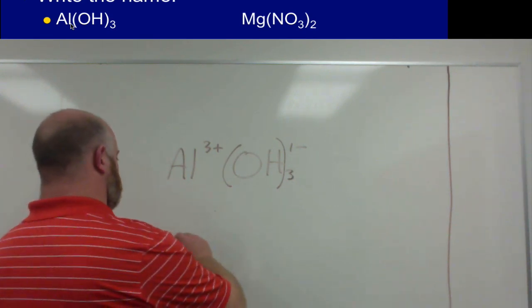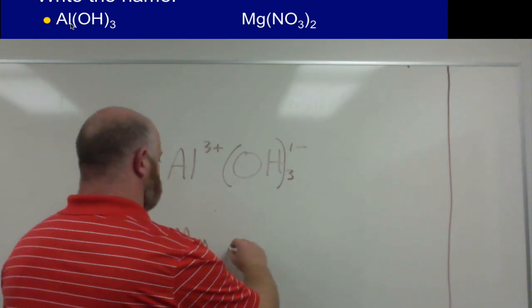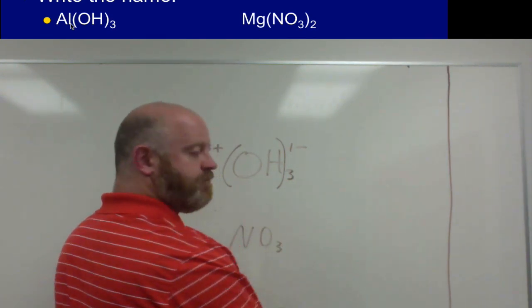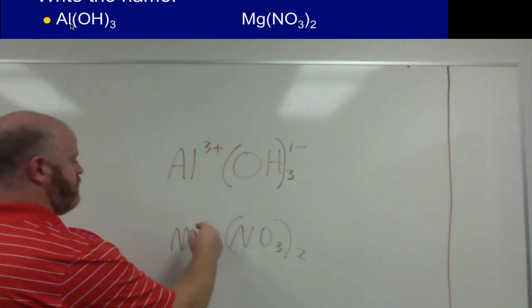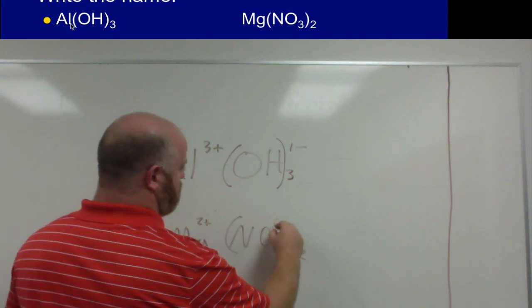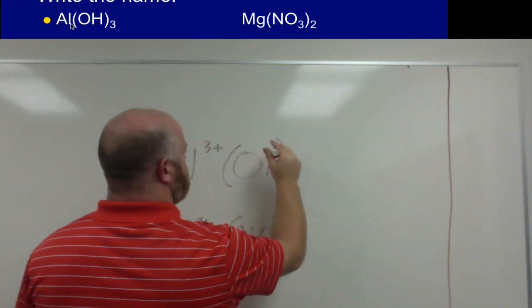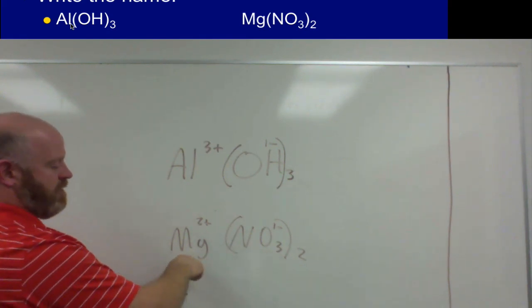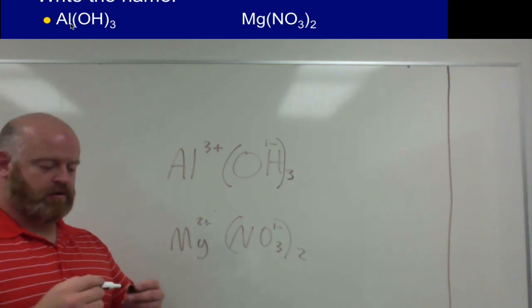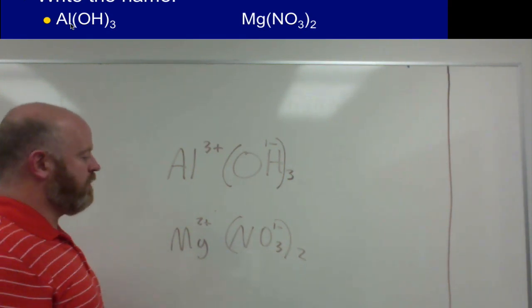Same thing with the one next to it, the magnesium nitrate. Magnesium is a 2+ charge, nitrate is a 1- charge. So we need to have 2 nitrates to balance out 1 magnesium. Okay, so that's where those parentheses are coming from, and we use those.